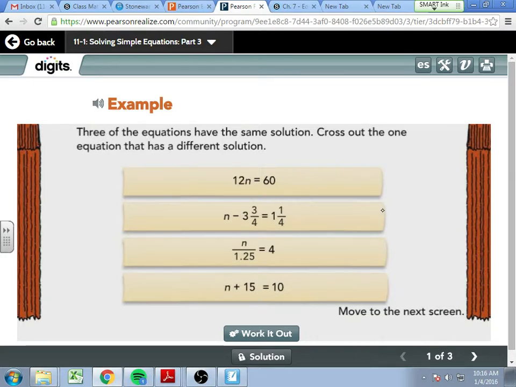Sorry. Can we use a calculator? Yeah, but you shouldn't really need to.